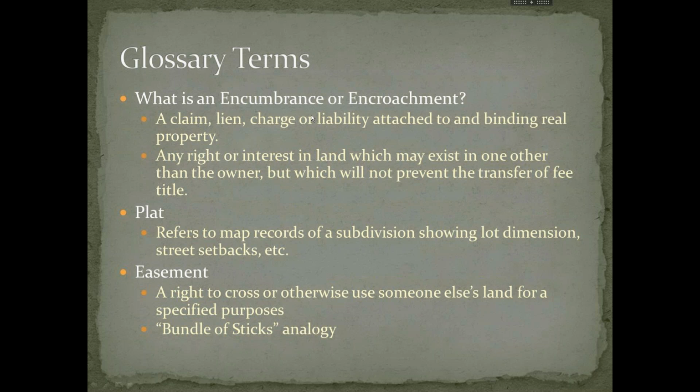We're going to start with either an encumbrance or an encroachment, right? So an encumbrance is a claim, lien, charge, or liability attached to and binding property, right? So an encumbrance would be like an electric easement or a cable easement, something that encumbers the land, right? So it's dominant over the land, that gives somebody the ability to come on and maintain their ownership, right? So that's really what that is. Again, a right or interest in the land, which may exist in one other than the owner, right? So electric companies have an easement on the property, and technically an easement is a form of ownership. We'll get to that in a second.